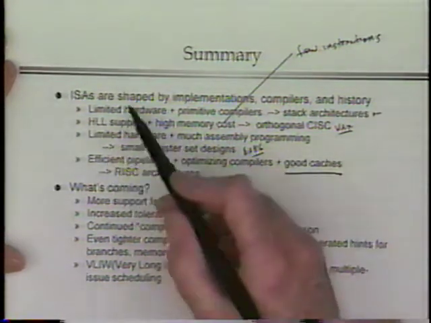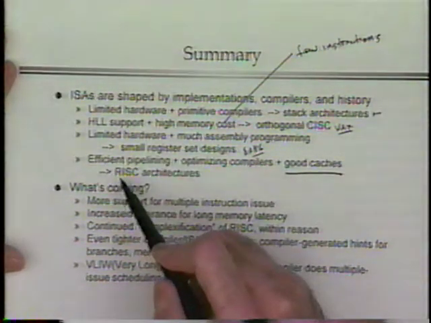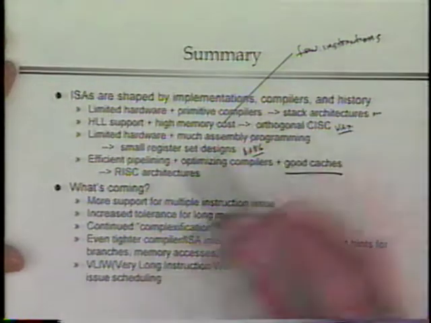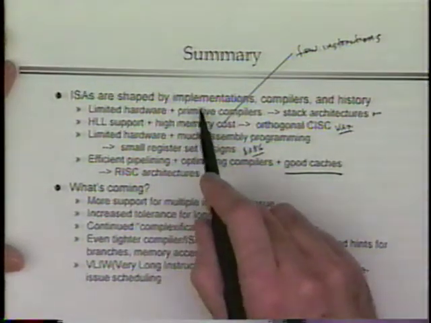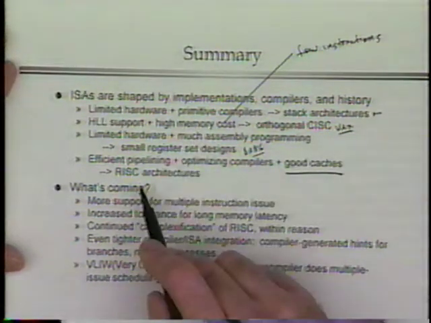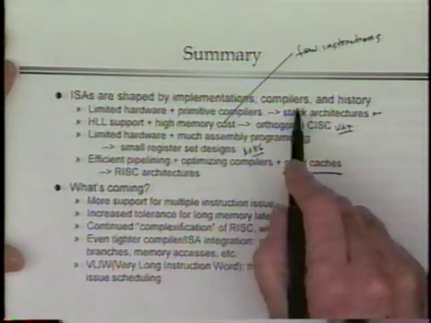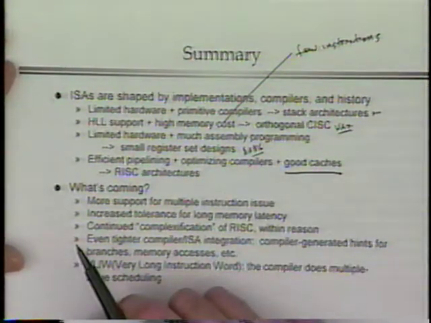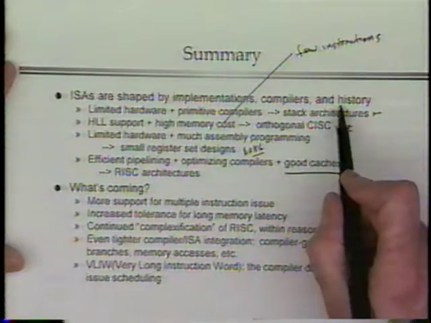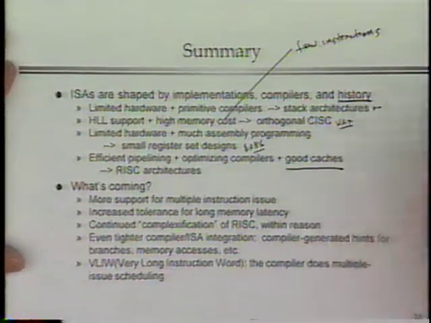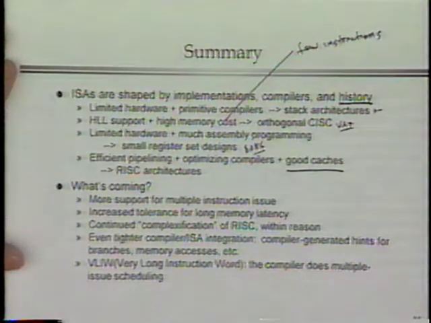So the desirable features of an instruction set will vary a lot from generation to generation, depending on the implementations that are available and the technology people are using, depending on the compilers and the technology that compilers currently have in them, and depending on ancient history and how much compatibility with prior machines or programs you have to maintain.